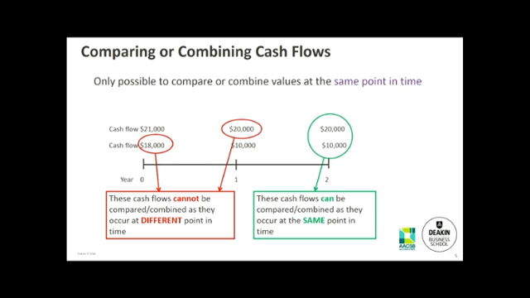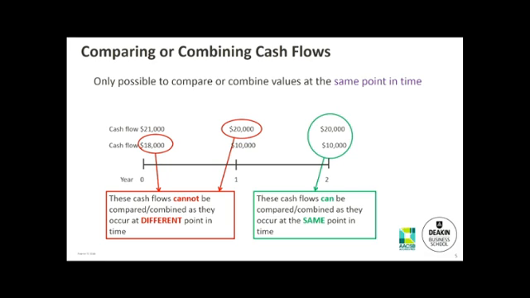A very simple example. We are only able to compare or combine value at the same point in time. If you look at those two cash flows in the red circle, the first $18,000 happened at time 0, right now, and the second $20,000 happened at time 1. Are we able to sum them together? We can't. These cash flows cannot be compared and combined as they occurred at different points in time. But what about cash flows that happen at year 2? The $20,000 and the $10,000 in the boxes, you can sum them together, right? Because both of these cash flows happen at year 2, the same point in time.